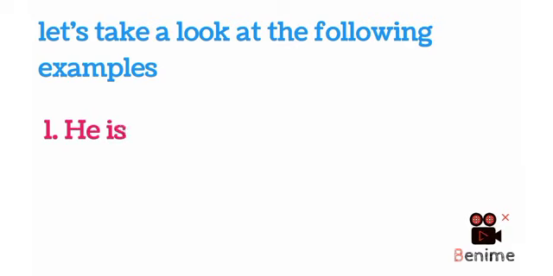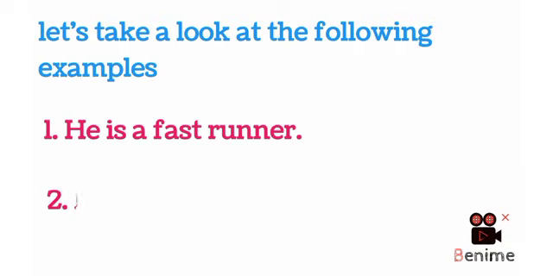Now let's take a look at this example. In this example, we'll have a word that stands for both adverb and adjective. We use it in two sentences and examine how it's being used. Number one, he is a fast runner. Then number two, he runs fast. Now, in the first sentence, he is a fast runner.